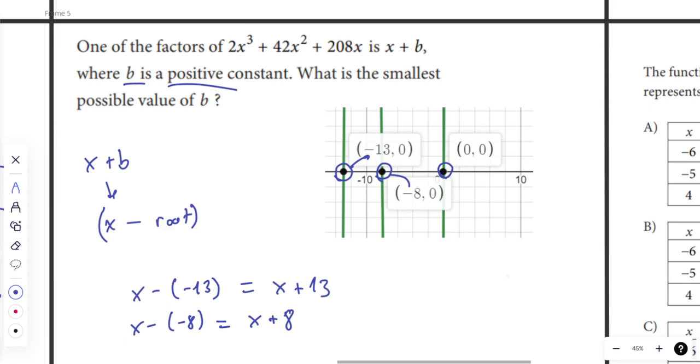Unfortunately, this one is just going to be x minus 0, which is x. So that won't really match the form of this one, because also b has to be positive, and 0 is neither positive nor negative. But between these two, x plus 13 and x plus 8, they're both in the form x plus b, but of course, the smallest possible value of b is going to be 8. b equals 8, because that one is a smaller factor.